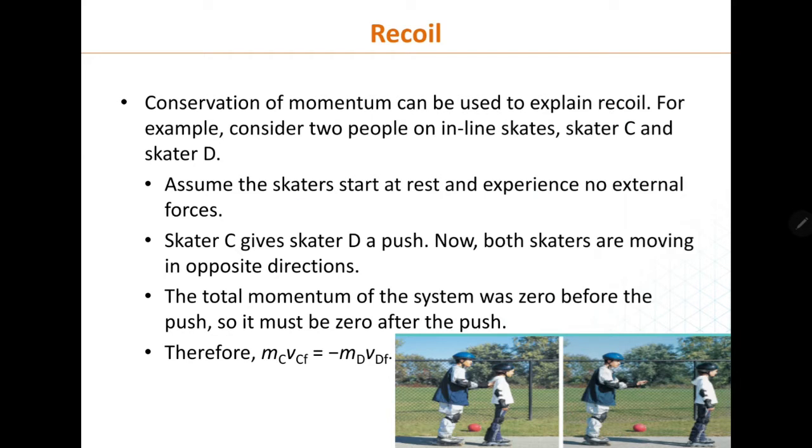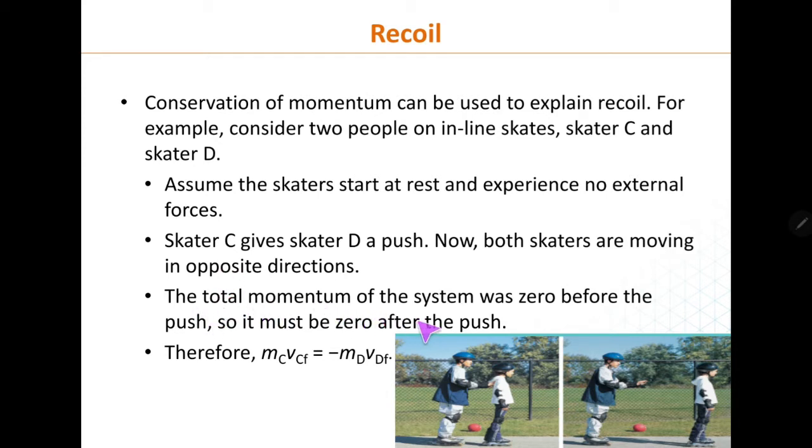Assume the skaters start at rest and experience no external forces. So let's suppose that here the two people are starting from rest. Skater C gives skater D a push. Now both skaters are moving in opposite directions. When skater C pushes skater D, they will move in opposite directions. So here the skater C will move in this direction, and the skater D will move in this direction.